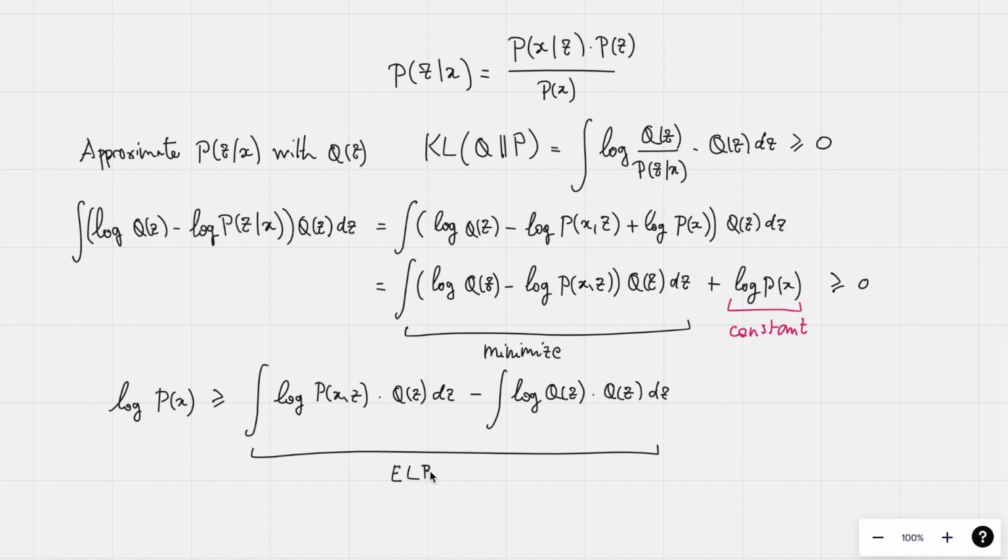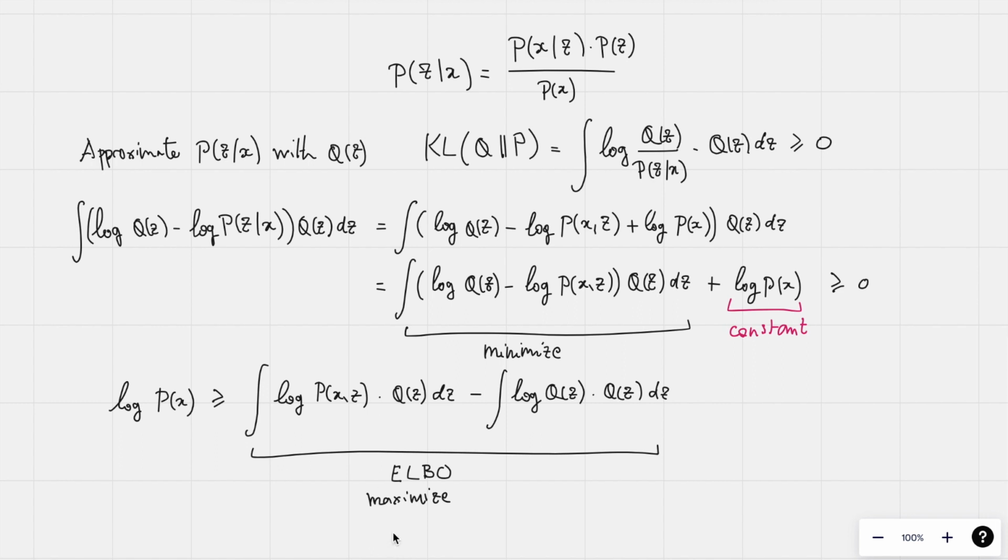And this stands for evidence lower bound, because on the left-hand side, this is the evidence, and this here is a lower bound, as you can see, for the evidence. The evidence is always above that particular value. So that here is called the ELBO, and we need to maximize it. We need to find a distribution q of z such that the ELBO is as big as possible. So if we can find the value of q that maximizes this expression, then we have the best possible approximation to the posterior distribution.